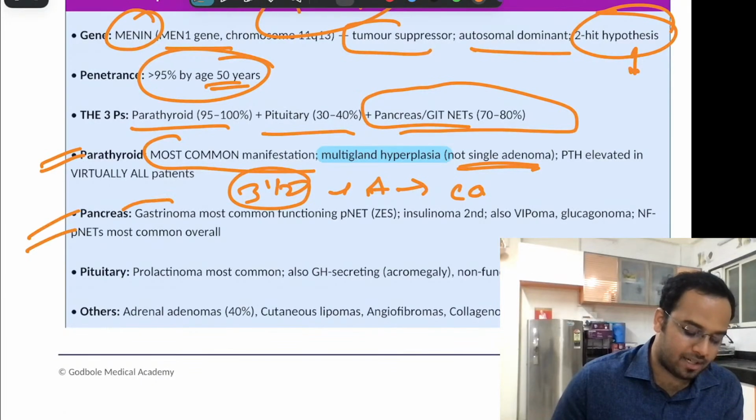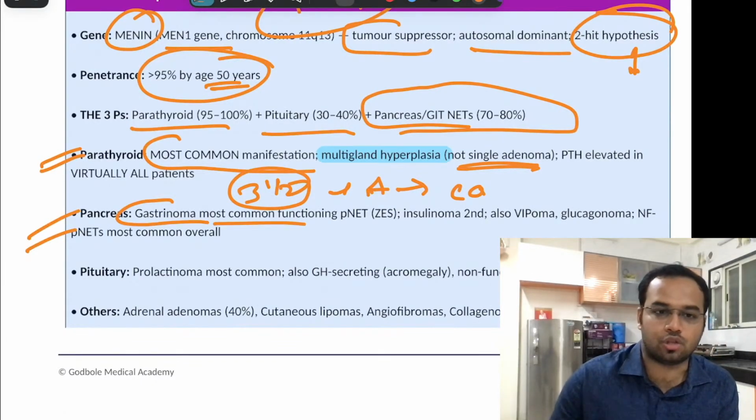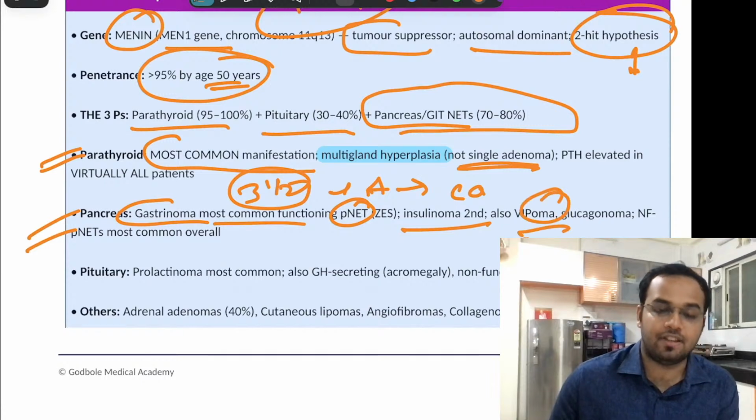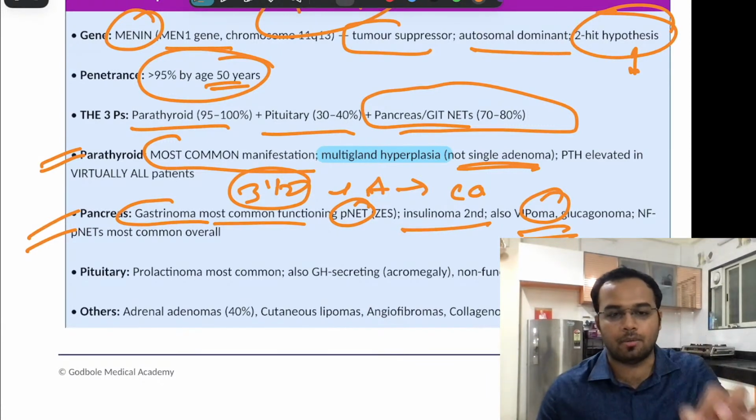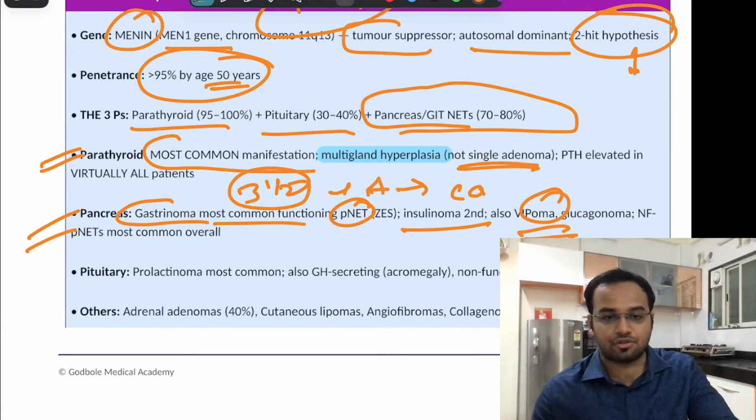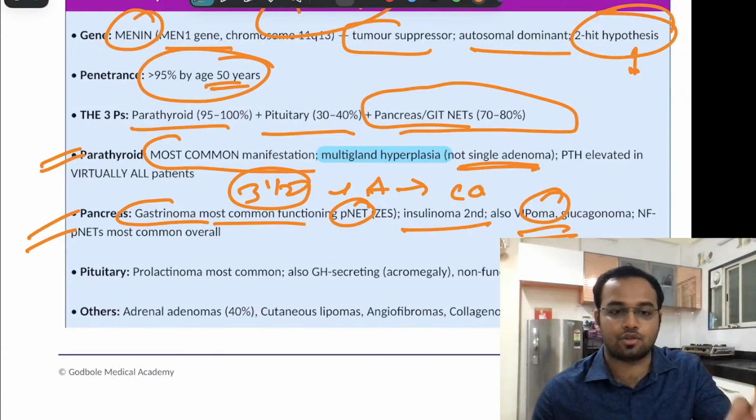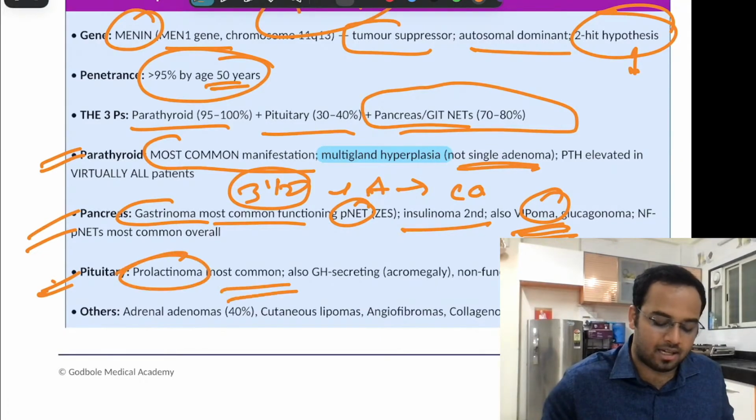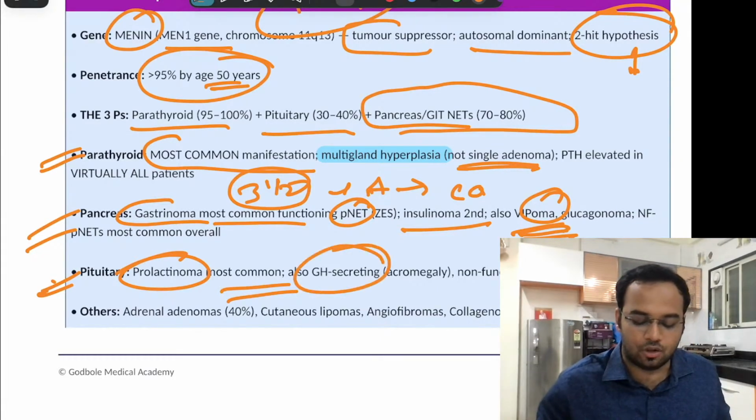The pancreas is where the most common tumor, gastrinoma, is seen. Insulinoma is the second one, and there might be a VIPoma. So which is the most common pancreatic tumor? It might be the gastrinoma, but it always has a grave prognosis. The second most common tumor is the insulinoma, which is benign, and a VIPoma can also be there. In the pituitary, prolactinoma is the most common, and there might also be a growth hormone secreting tumor.